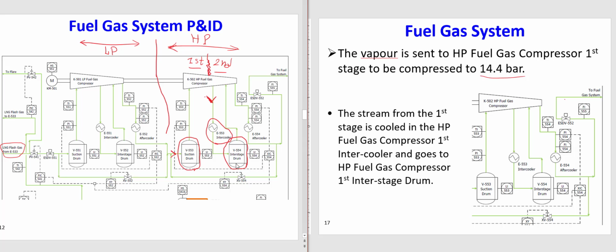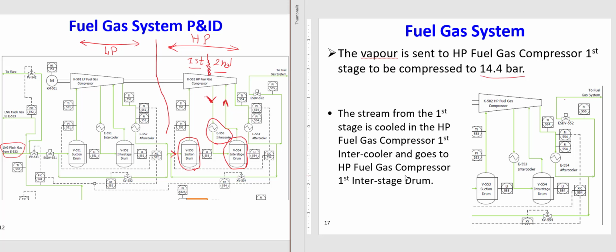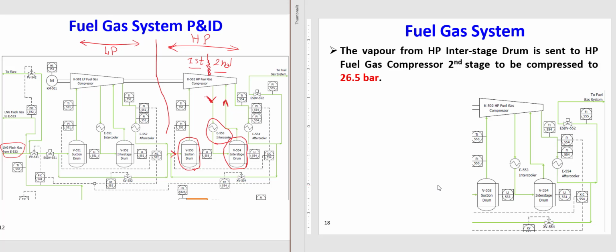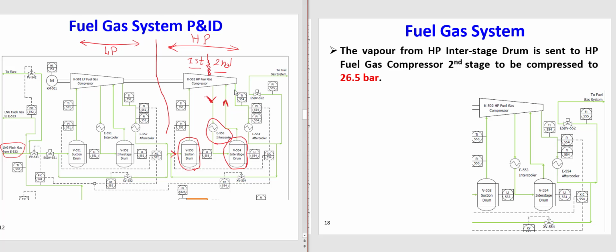Okay, after we remove the liquid, now we will send the vapor to the last stage, the second stage of the high pressure fuel gas compressor. So after the intercooler, it goes to the high pressure fuel gas compressor interstage drum. And after this interstage drum, it goes to the second stage compression.